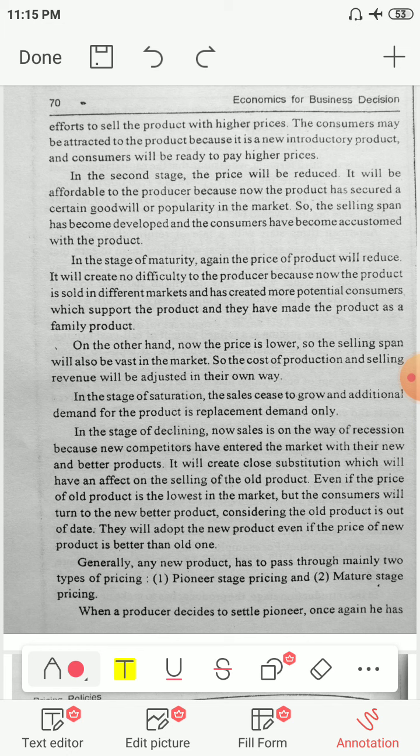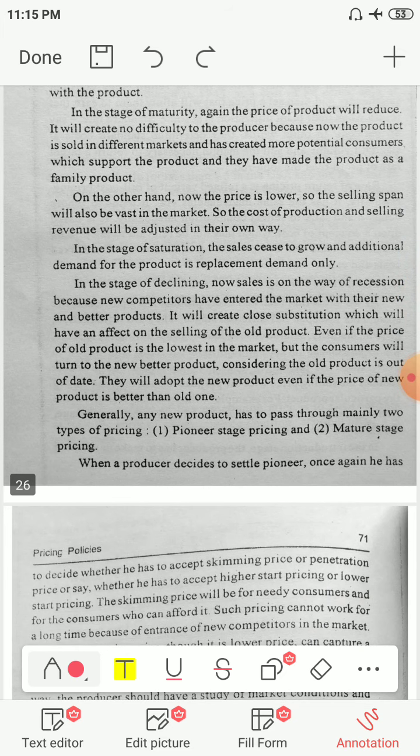But when can this happen? Only in the maturity stage. And as your product becomes a family product, your demand is in bulk. That is why you are producing in bulk and you can sell at a lower price. On the other hand, since the price is lower, the selling span will also be vast in the market. So the cost of production and selling revenue will be adjusted in their own way.